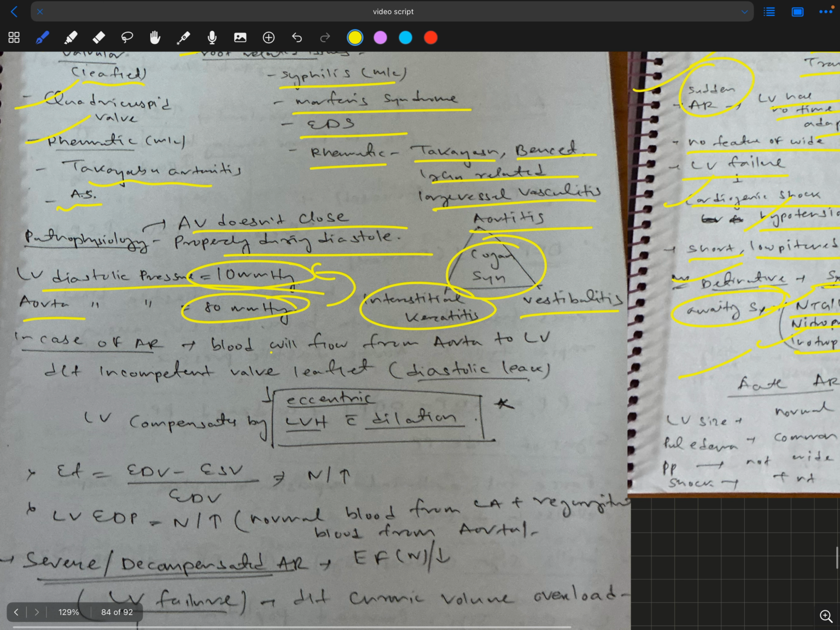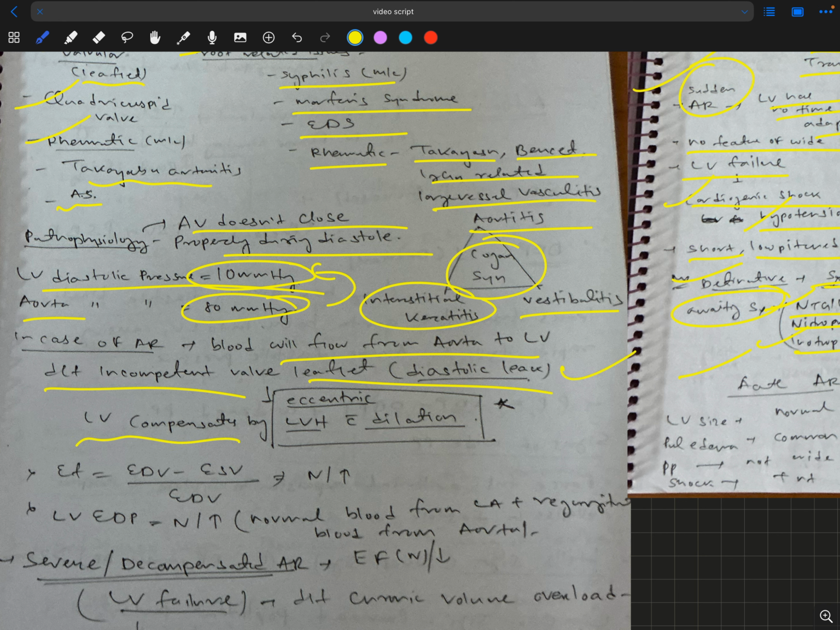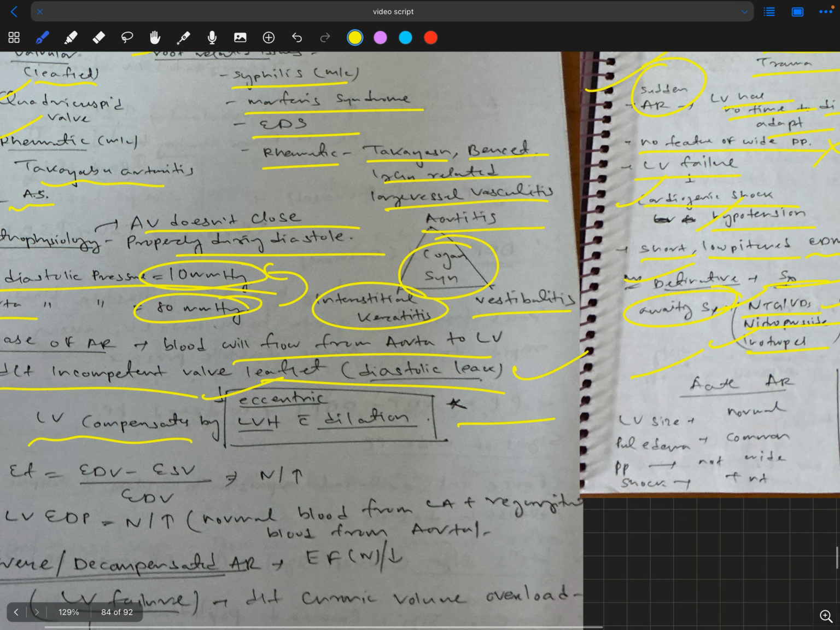So in case of AR, blood will flow from the aorta into the left ventricle due to the incompetent valve leaflet. That is called diastolic leak, because the leak is happening during diastole. So the LV compensates by eccentric LVH with dilatation. But in case of acute AR, this does not happen. So that's why it presents with frank pulmonary edema.